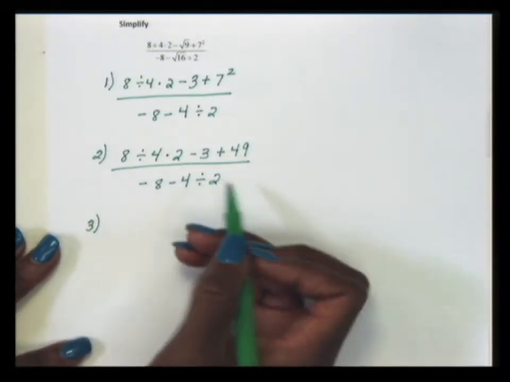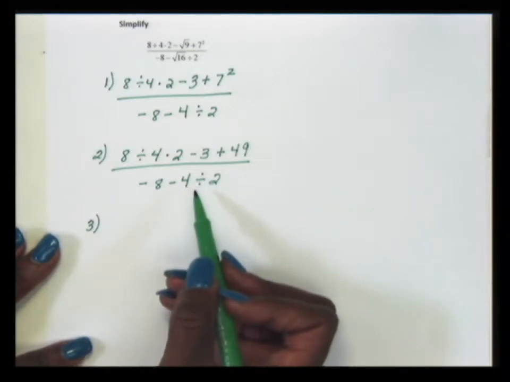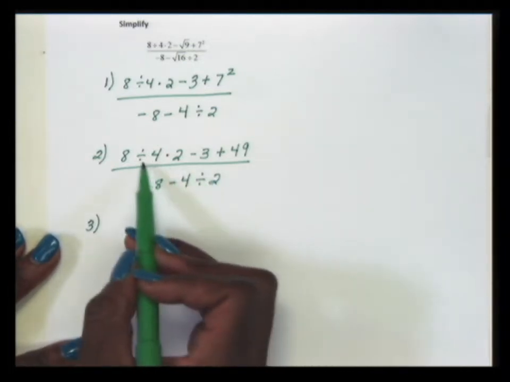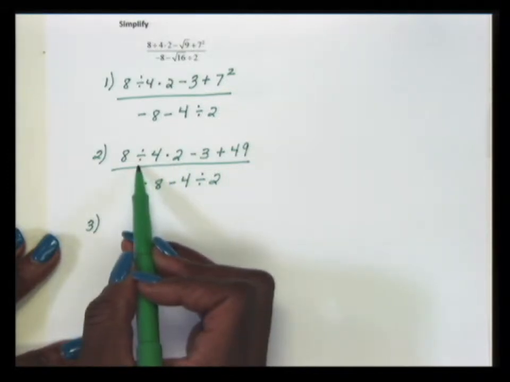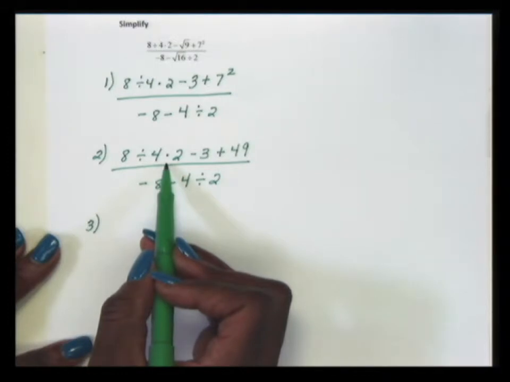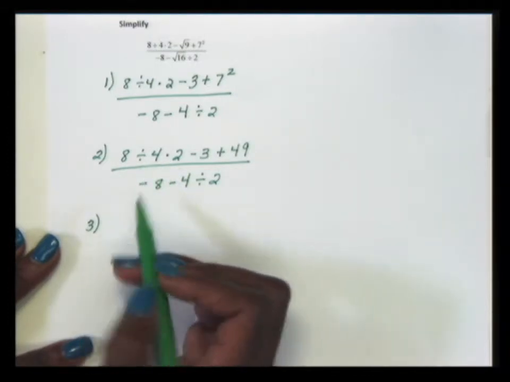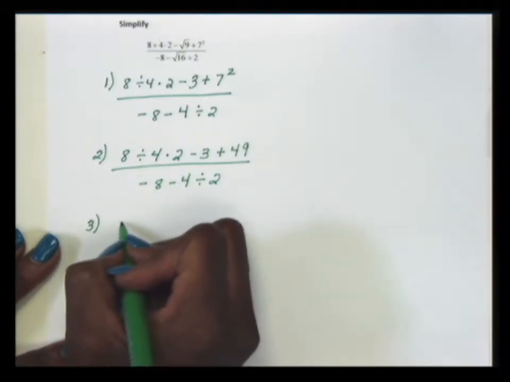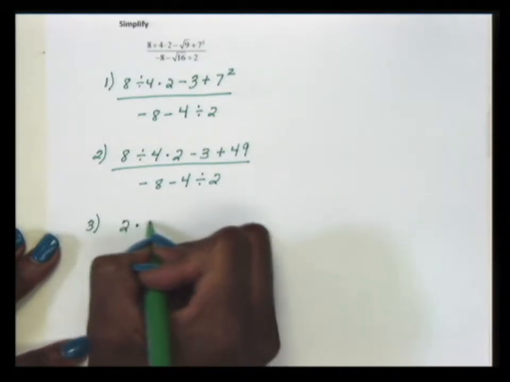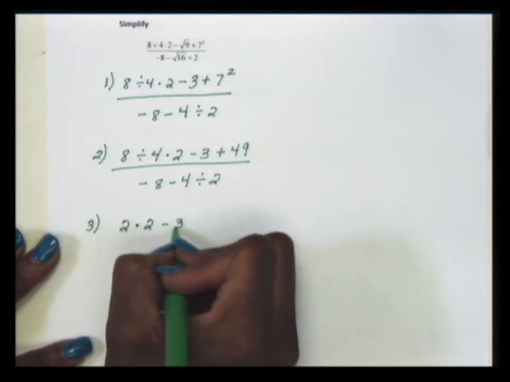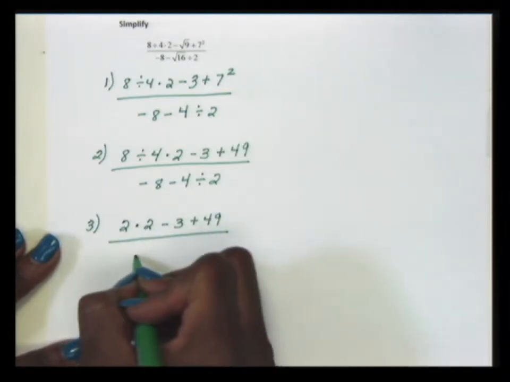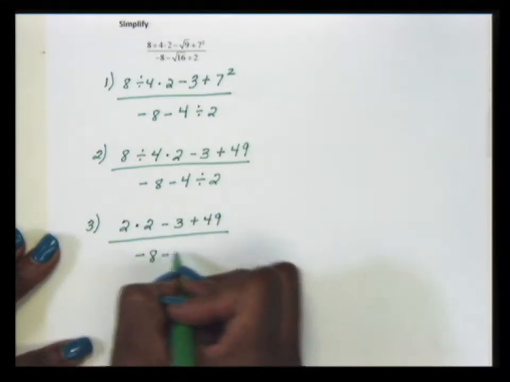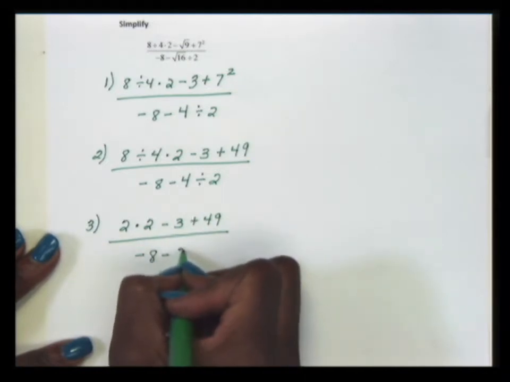Next, according to order of operations, I look for multiplication and division. In my numerator, I have both, but I have to remember that I take care of these operations as they occur from left to right. So I have to divide first. 8 divided by 4 is 2. In my denominator, 4 divided by 2 is 2.